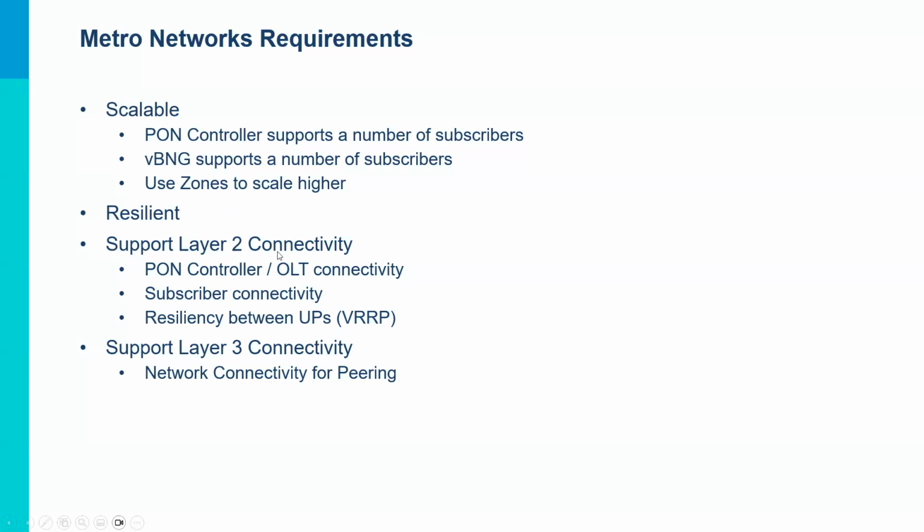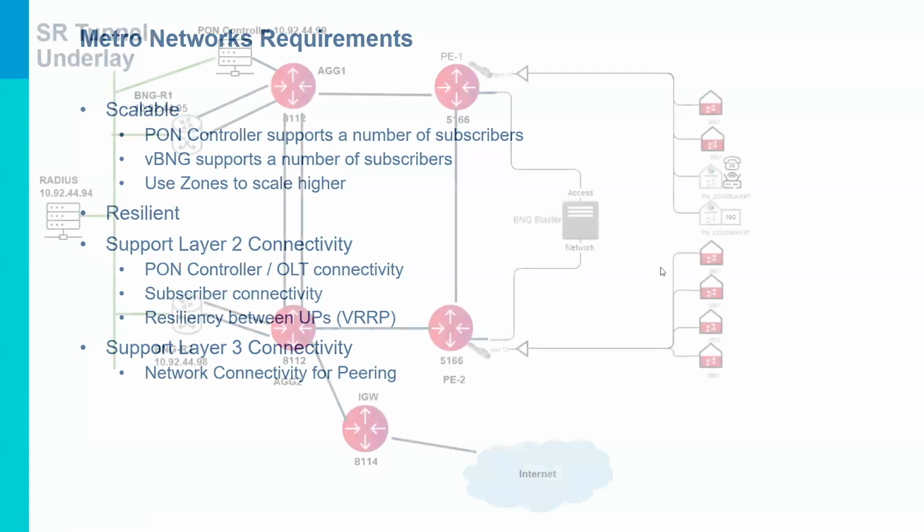You need to support layer 2 connectivity, and you need to support layer 3 connectivity. So layer 2 is for the PON OLT connectivity, for subscriber connectivity to the UP, and for resiliency between the UPs. And then you need layer 3 connectivity for the network connectivity for peering and forwarding traffic.